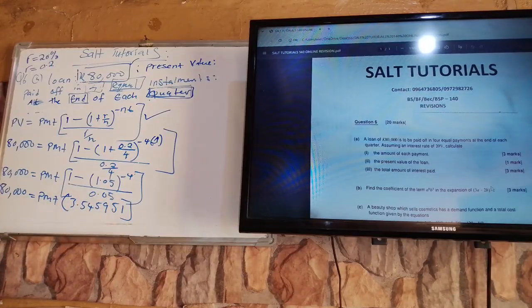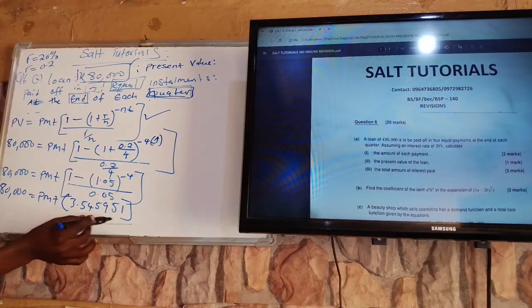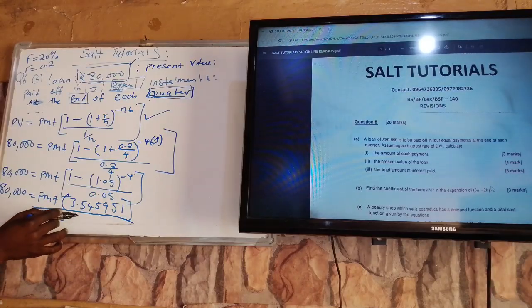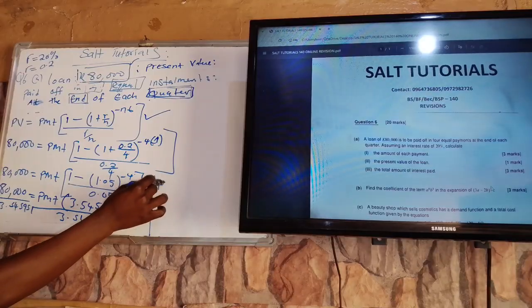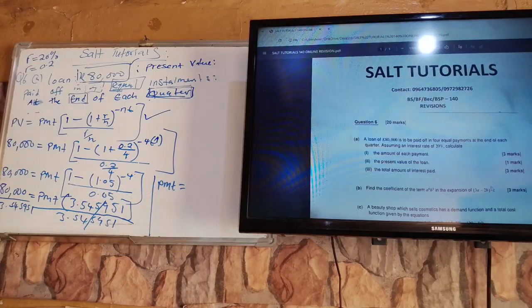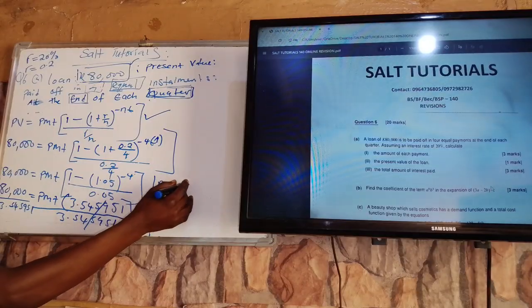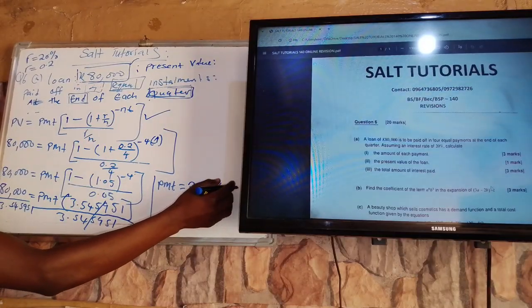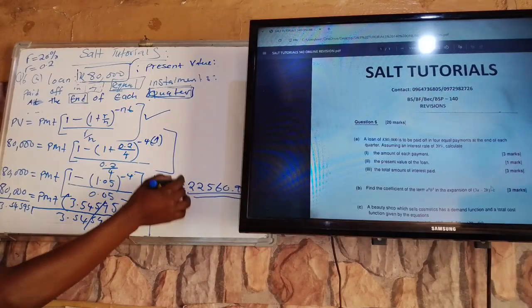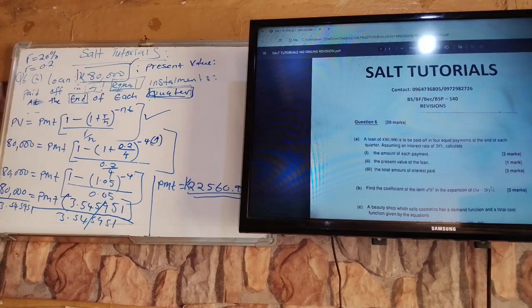3.545951, something like that. So for me to find the PMT, we will just basically divide both sides by 3.545951, so that this goes, and my PMT will now be equal to 80,000 divided by this. So 80,000 divided by my answer, and the answer is going to be equal to 22,560.95. This is your payment made every quarter.